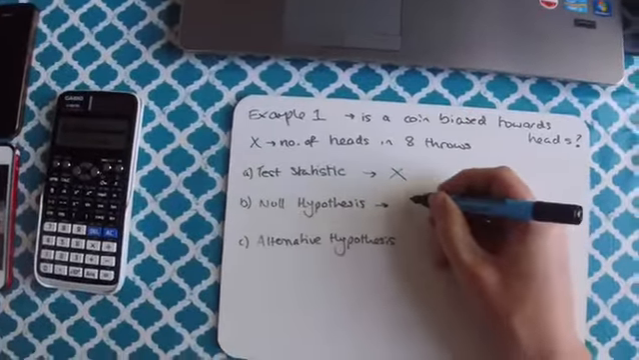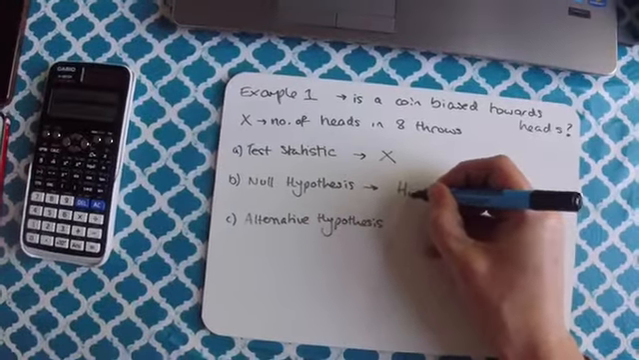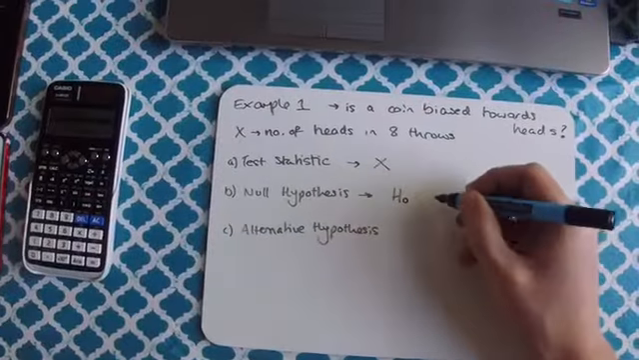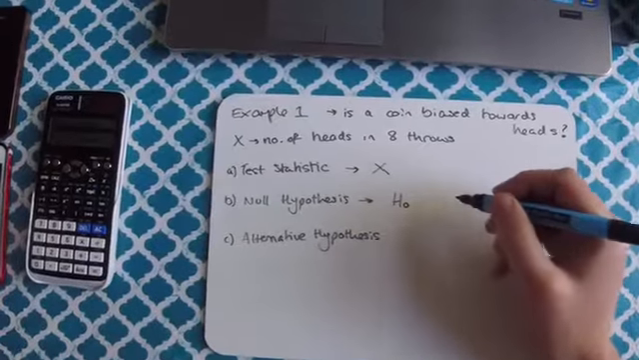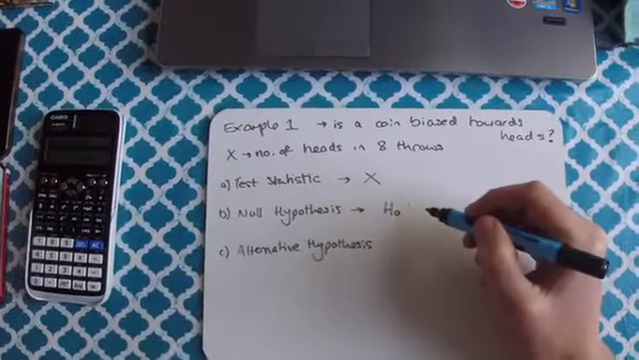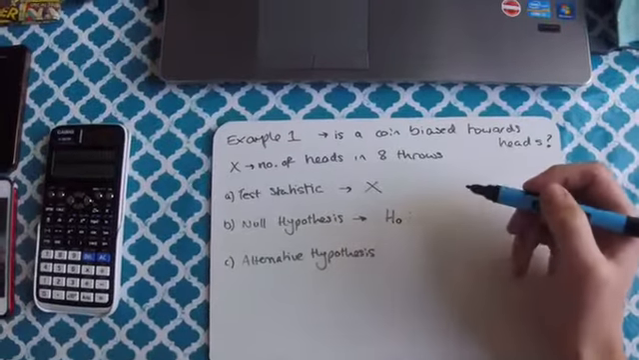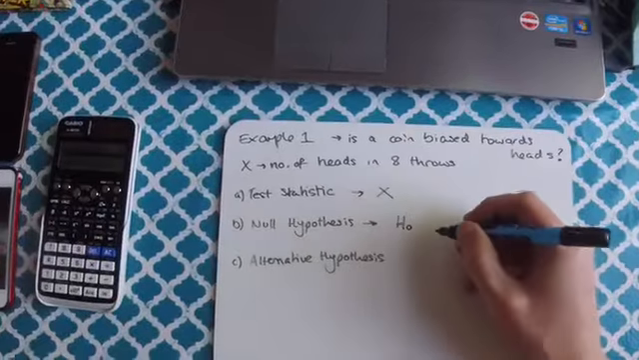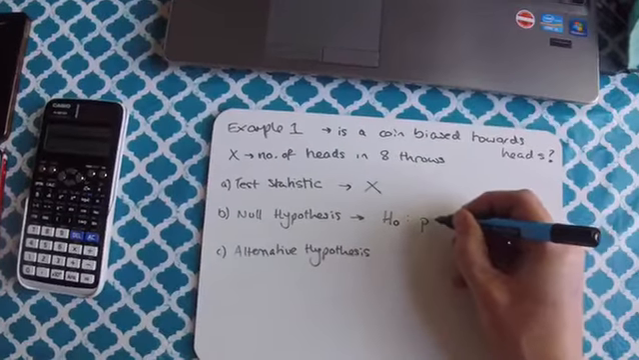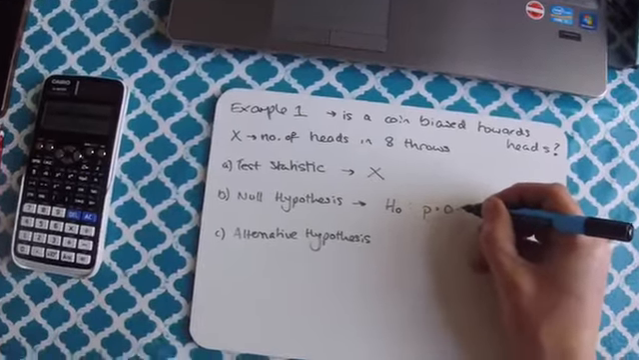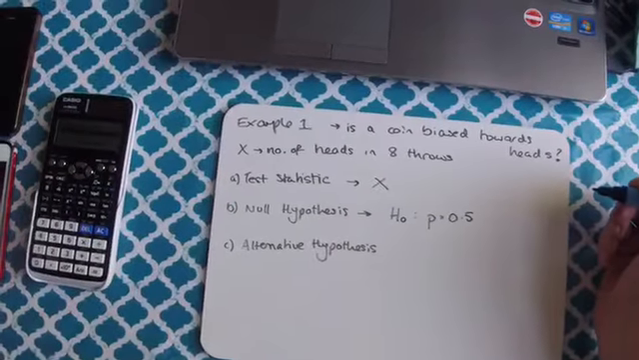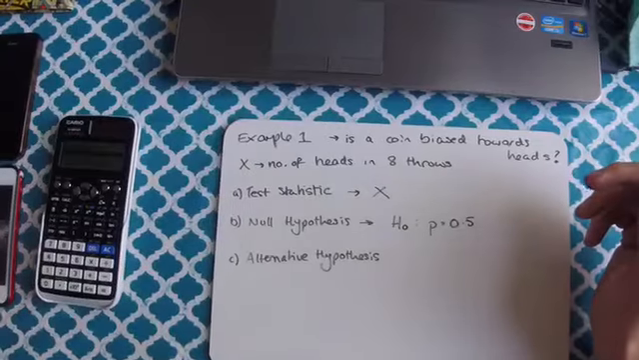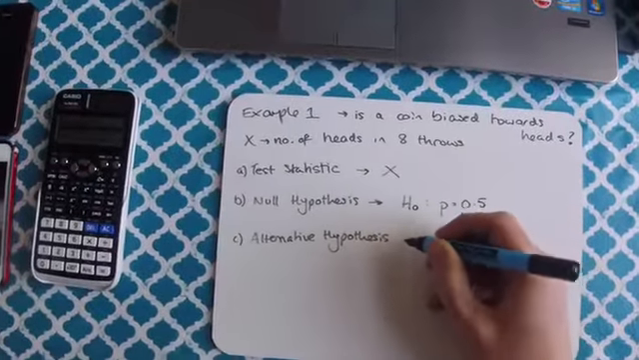So the null hypothesis is written as a capital H with a subscript 0 with a colon, and then for this one we are assuming that the probability that it lands heads up is the same as landing tails up. So we're going to assume it's a fair coin, so we'd assume that the probability is 0.5. Okay, so the probability that it lands heads up is 0.5. And then we go to my alternative hypothesis.